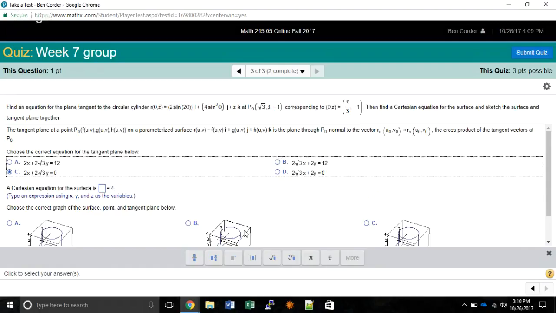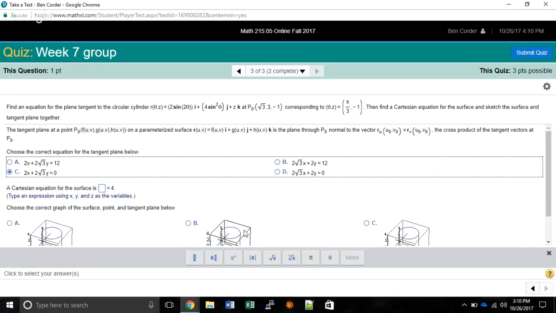X squared plus (y minus 2) squared plus z is equal to 4. I mean, it's going to be x squared over something, y squared over something. Why? Because if it was over something, wouldn't that make it elliptical? It is elliptical. Not circular?